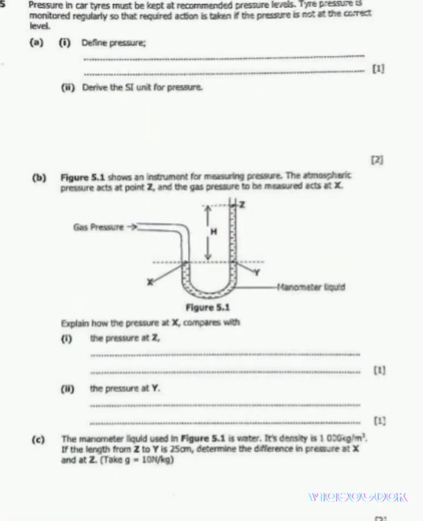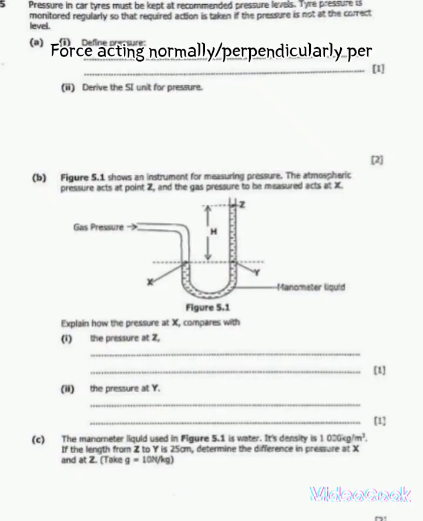So the question reads that pressure in car tires must be kept at a recommended pressure level. Tire pressure is monitored regularly so that the required action is taken if the pressure is not at the correct level. And the first question, or A1, requires us to define pressure. So pressure is defined as the force acting normally per unit area, or you can say the force acting perpendicularly per unit area. Make sure you don't leave out normally or perpendicularly because it's going to disrupt the entire meaning.